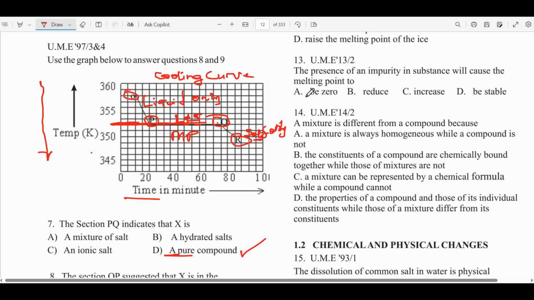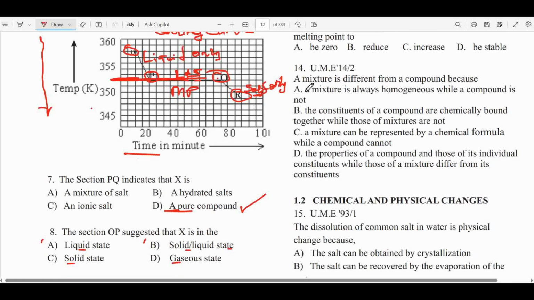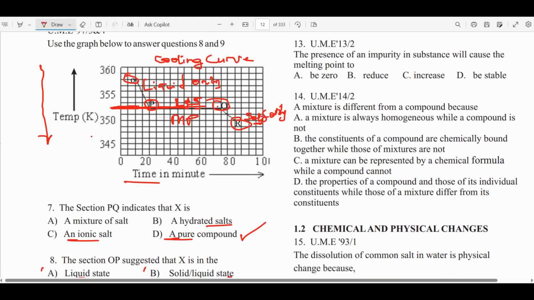Now, let's look at this. Of course, there's no way you can tell if the salt is hydrated or ionic from this cooling curve. The only thing you can tell is if the salt is a mixture of salts. If this melting point is not constant, if you have a melting point that is like this, meaning that it's melting over a range of temperature. But if the melting point is constant, then it is a pure compound.